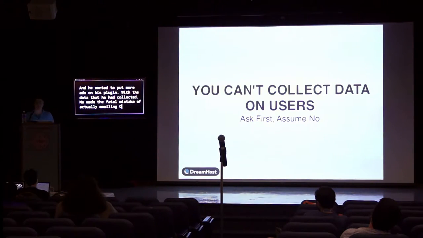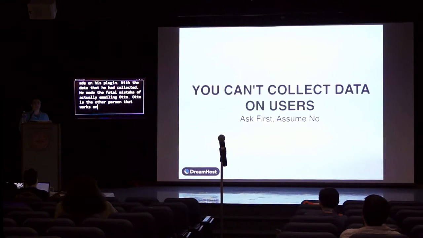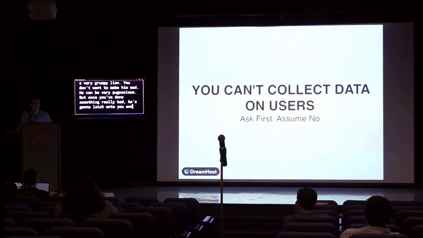Otto is the other person who works on the plugin review team, and he's sort of like a very grumpy lion. You don't want to make him mad. He can be very pugnacious, but once you've done something really bad, he's going to latch onto you and not let go until he's fixed the problem. And that usually means your code is no longer in the repository. Selling ad space on the back end is a whole other mess, and I will get to that too.